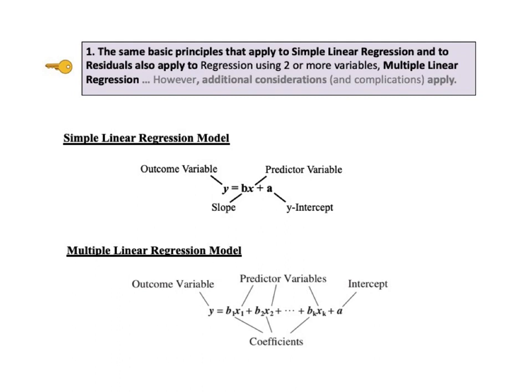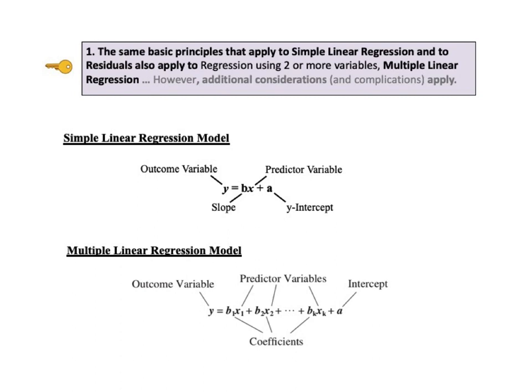Key to understanding number 1 starts out by saying, the same basic principles that apply to simple linear regression and to residuals also apply to regression with 2 or more x variables, which is multiple linear regression. For simple linear regression, there is only one x variable, that is only one independent or predictor variable. The equation for the regression model is y equals bx plus a. This is the equation for a line in 2-dimensional space, like on a sheet of paper or on a computer screen. For multiple linear regression, we can have multiple x variables, and the equation looks like the one shown above.